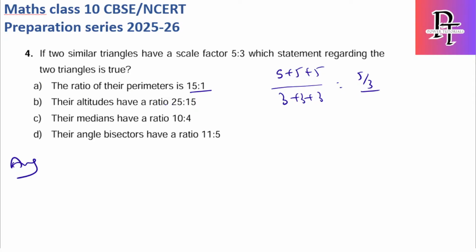Their altitudes, 25:15, is nothing but 5 fives, 5 threes. Yes, this is correct. Medians, this is wrong. Angular bisectors, this is wrong. Only option is 25:15. Why? Because if the scale factor is 5:3, then the ratio of any particular sides to the corresponding sides is again 5:3.